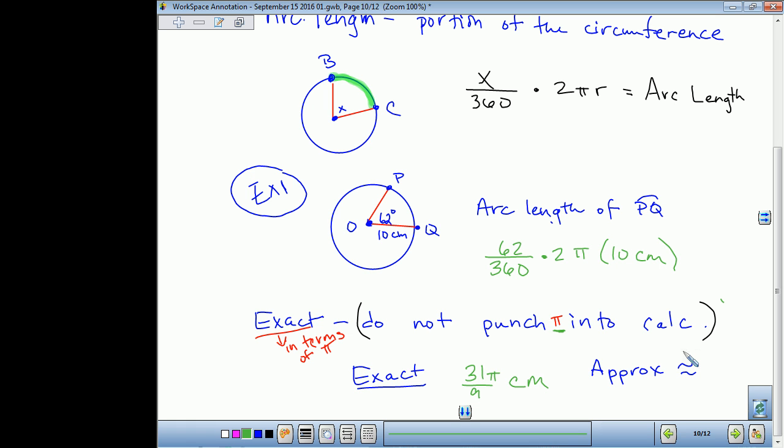Pi is second, up arrow. Second and back. Please do not use 3.14. Actually use the pi button. And you should get 10.82. Approximately 10 and 82 hundredths centimeters. Centimeters, not of a centimeter. Sorry. Nope, it's not complicated at all.